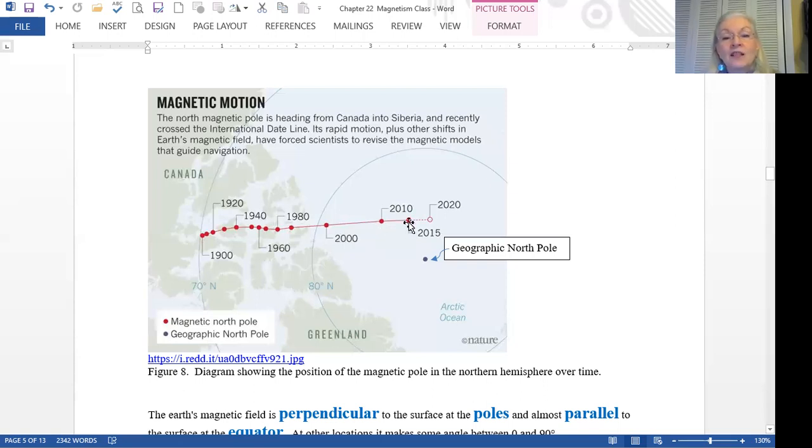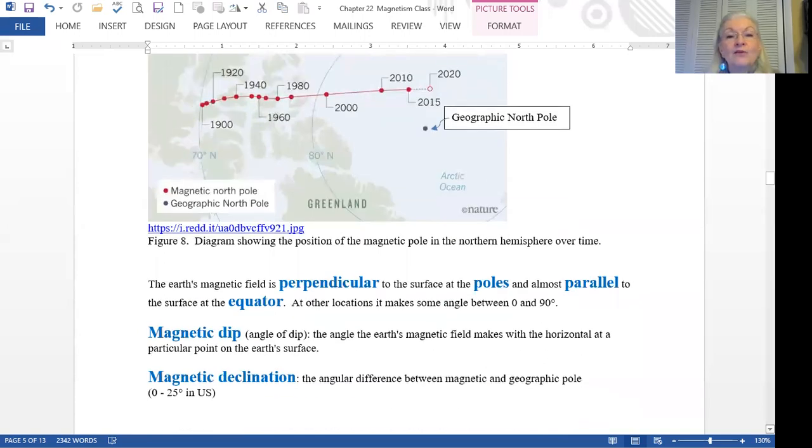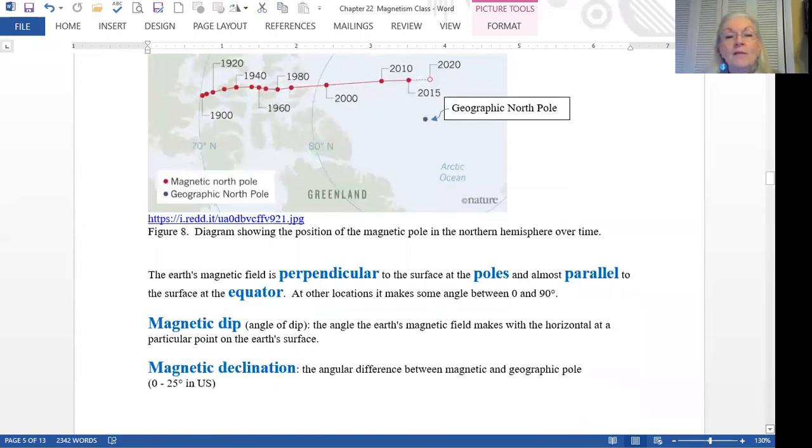And at 2015, it was this location. At 2020, it had actually gone past the geographic North Pole. And like I said, is heading south into Siberia. So a very dynamic polar situation. Does it matter for most of us? No, but it matters if you have to keep up with GPS.